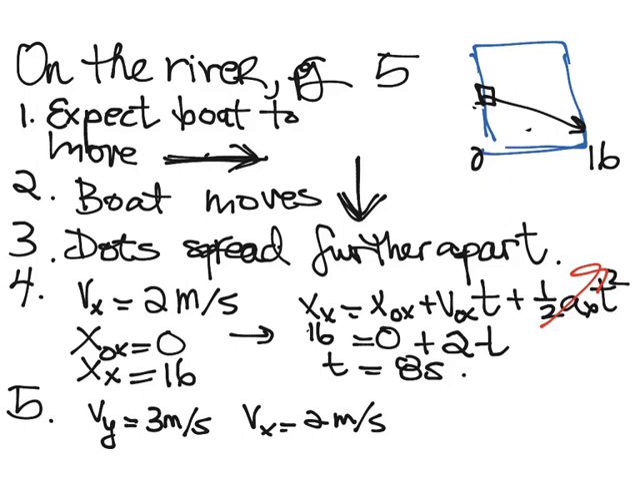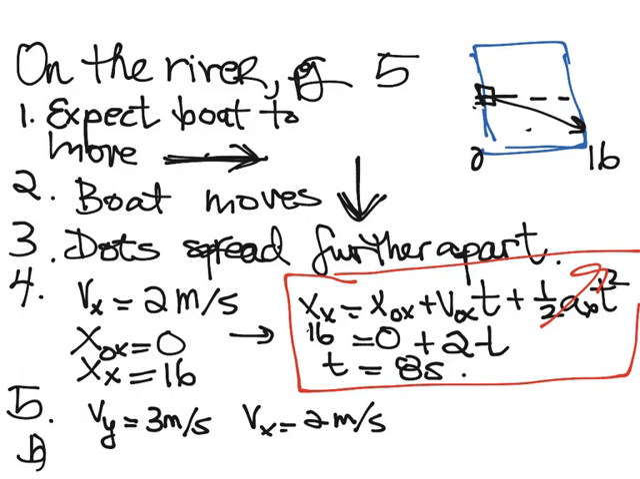In B, it asks, how long will it take to get to the other side? So here's the tricky and interesting part. Since the other side is in the x direction, we only need to consider our x information. So we already solved for how long it was going to take to get to the other side, and we know that it took t equals 8 seconds.